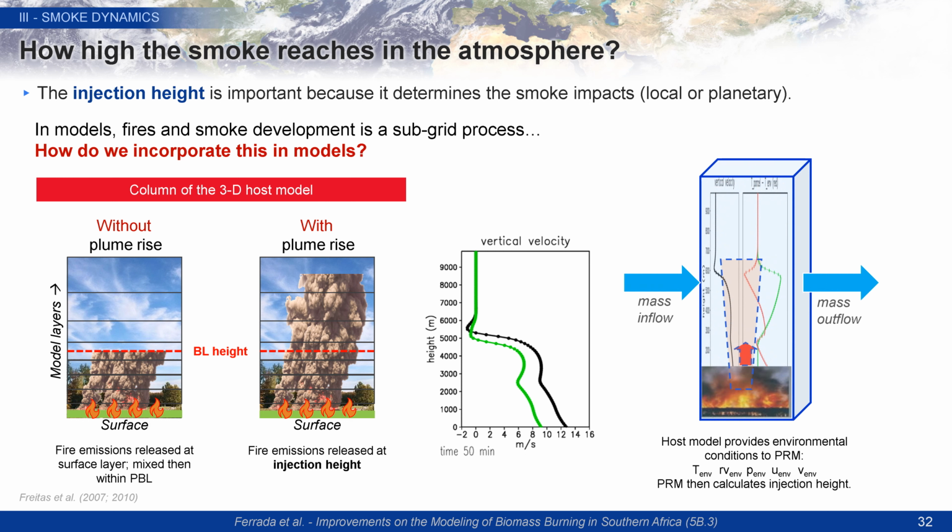And this scheme represents how the model is embedded. Plume rise is embedded into each grid box of a host model that can be an atmospheric three-dimensional model, because then plume rise uses the atmospheric conditions given by the host model to calculate the injection height.